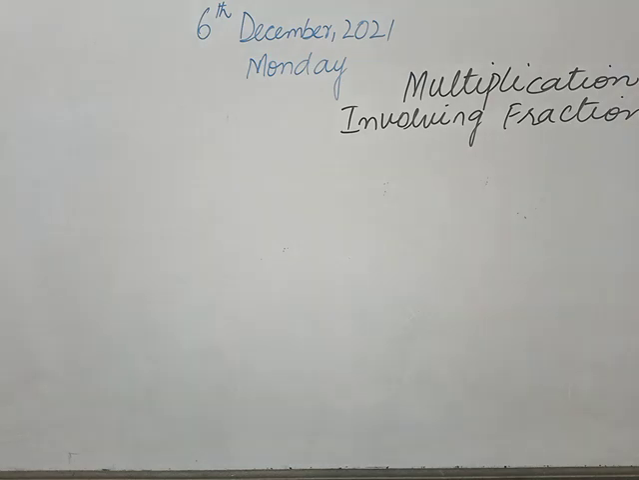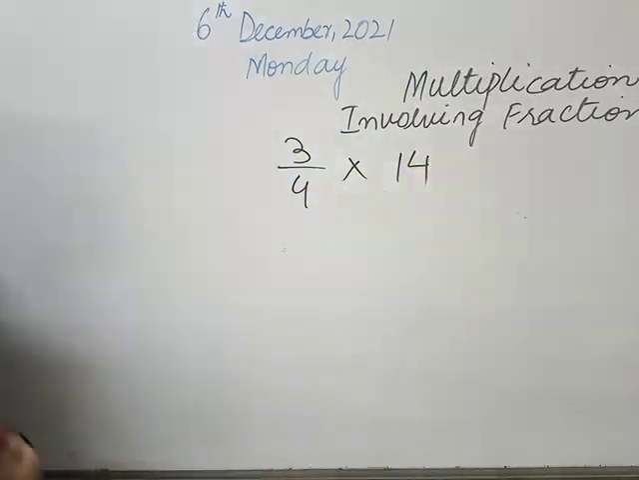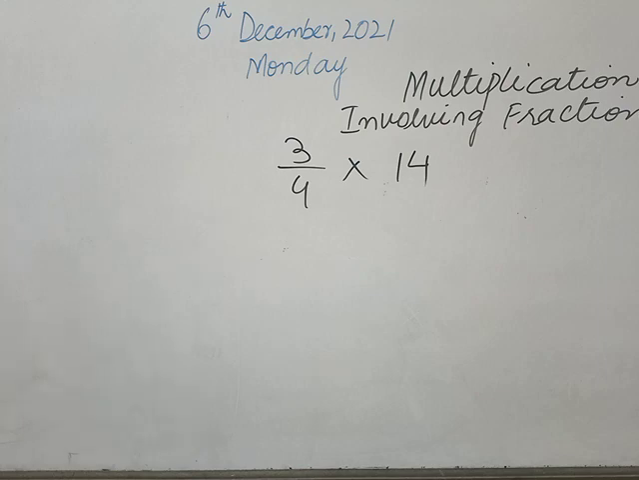So we have 3 by 4 multiplied by 14. What do we have? 3 by 4, then we have a multiplication sign and then we have a number which is 14. As you know class, 14 is a whole number. Fine. So what will we do in the next step? We will write it as a fraction. So to write it as a fraction, we will simply make the whole number a fraction. We will write 1 in the denominator. Am I right?